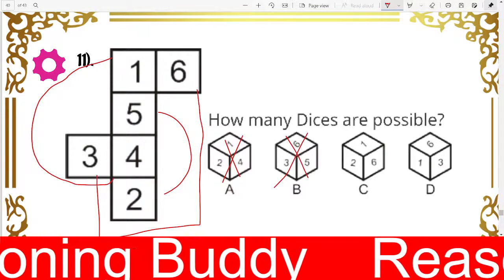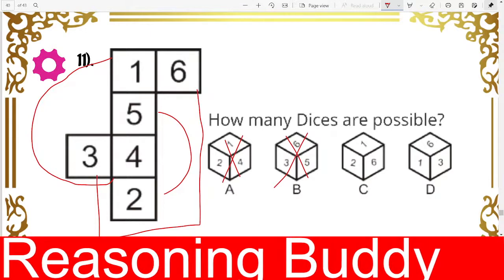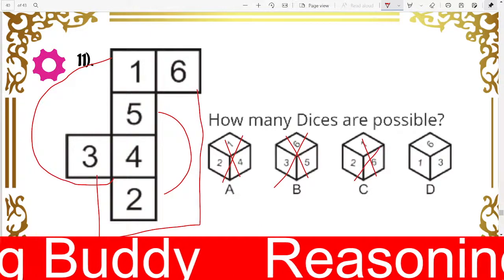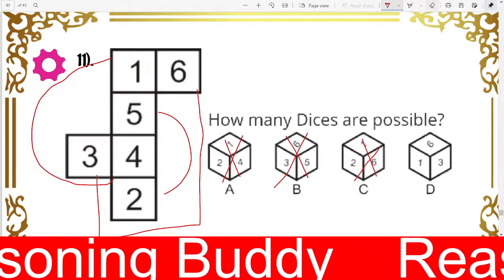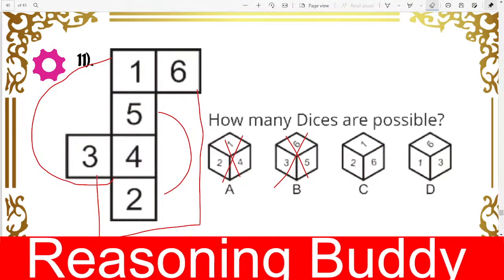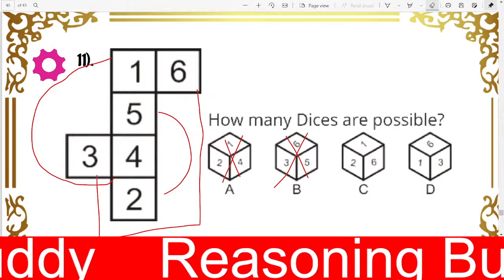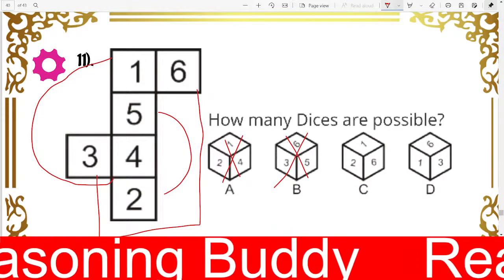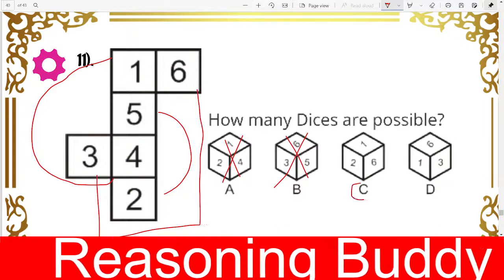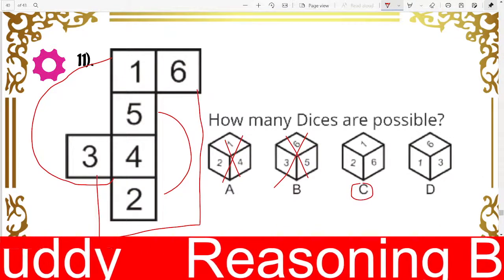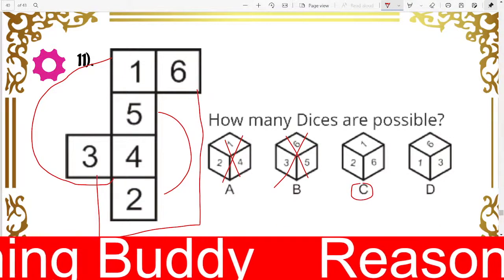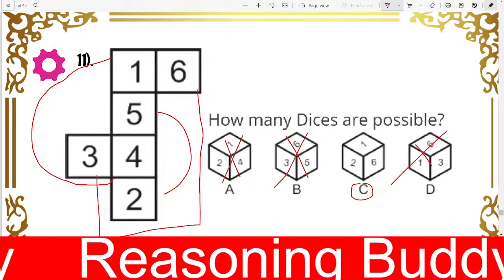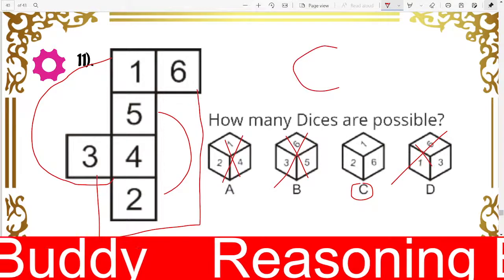1 2 6. So 1 and 2 is an opposite pair. Sorry, 1 and 2 is not an opposite pair, 1 and 4 is opposite. So it can be possible. And next 1 6 3. So 6 and 3 is an opposite pair, so it is also not possible. So the option is C. Next.